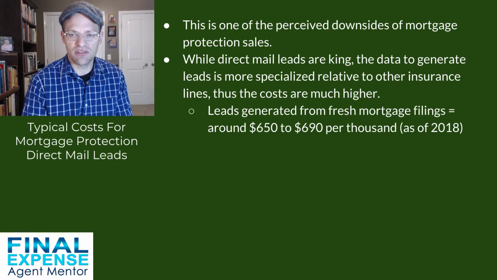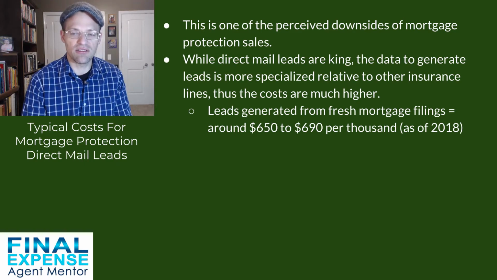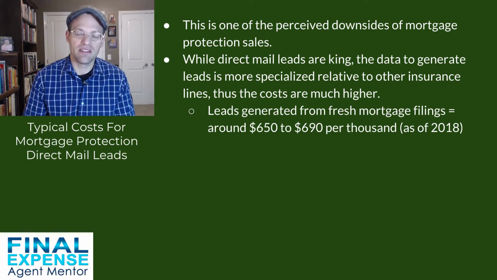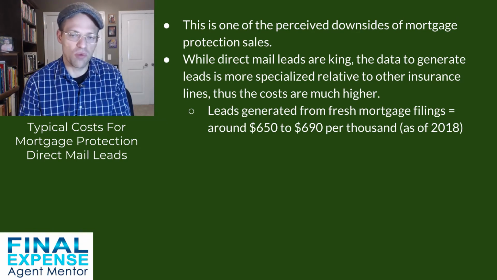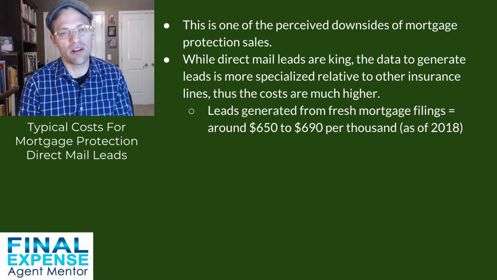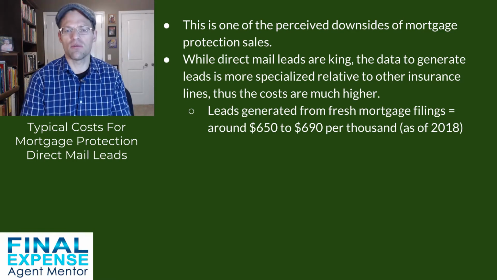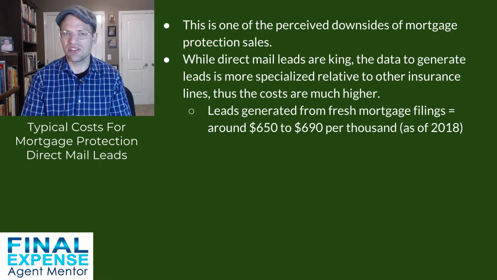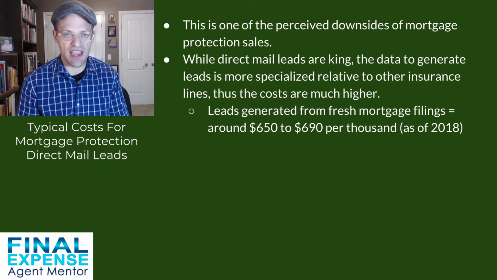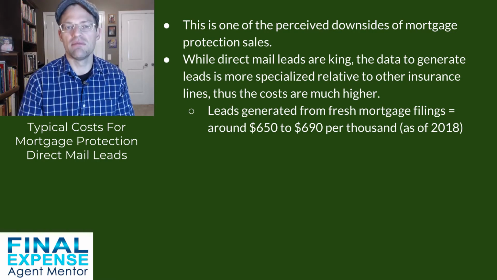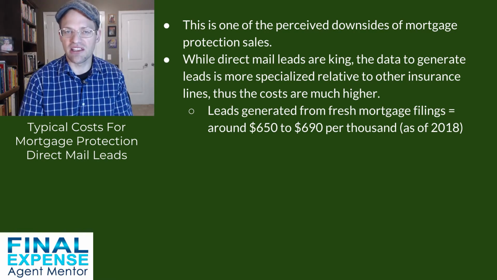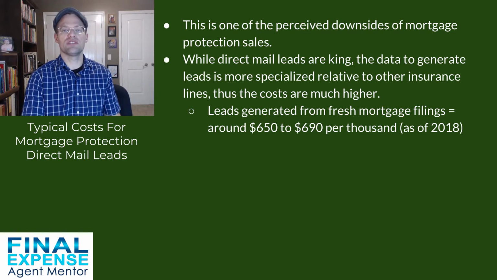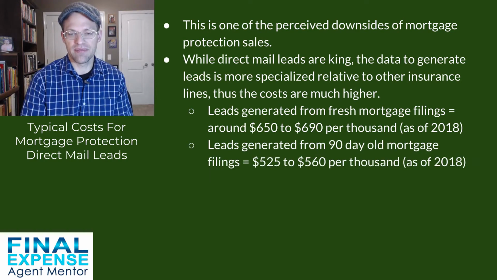My research and the businesses and lead houses we use, generally speaking, and this is as of 2018, the leads generated from fresh mortgage filings, the kind that you want to work, depending on the vendor, are going to range from $650 to $690 per thousand. Again, this is subject to change. You understand this was made at a particular point in time. Postage rates aren't going down, it looks like. So, around that range is what it's going to cost for 1,000 mailers to go out.